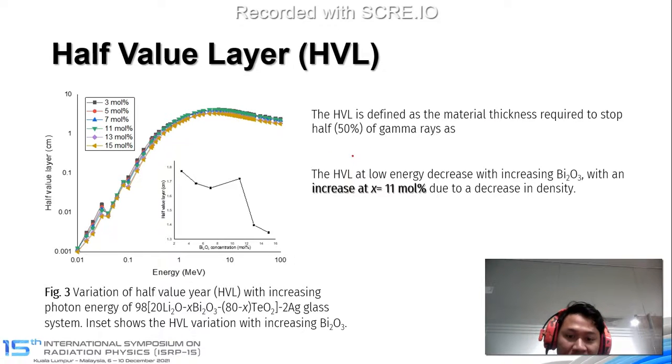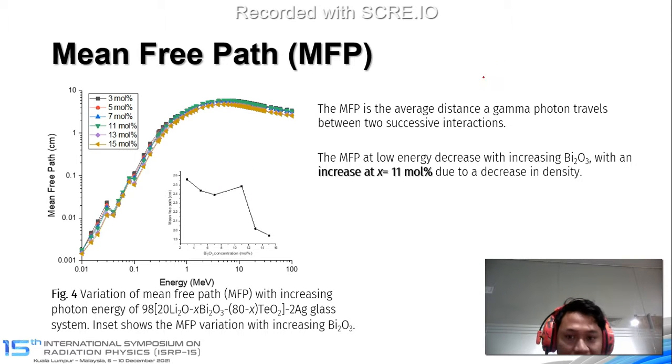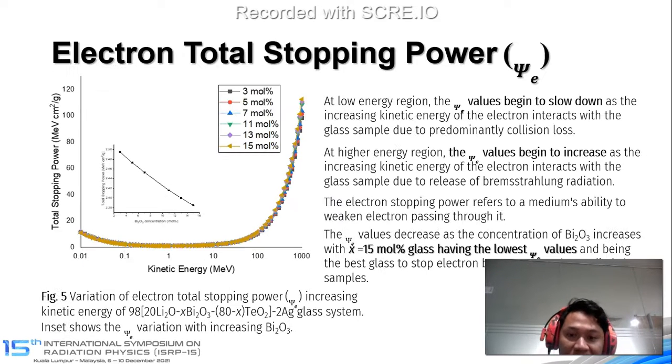For the half value layer, defined as the material thickness required to stop 50% of the gamma rays, we can see that the HVL has a maximum, or increase, at 11 mole percent. It is also due to the decrease in density. For the MFP, mean free path, which characterizes the average distance a gamma photon travels between two successive interactions, we can also observe the increase at 11 mole percent. Also, we determine it is due to the decrease in density.